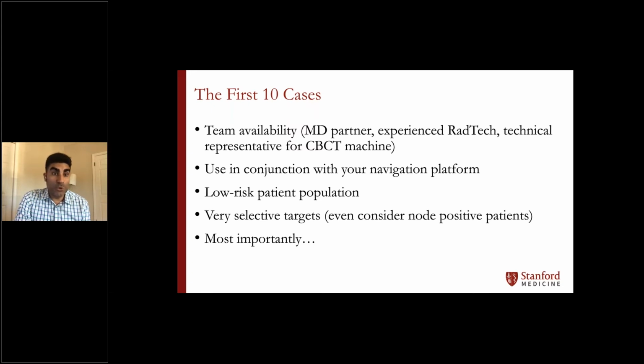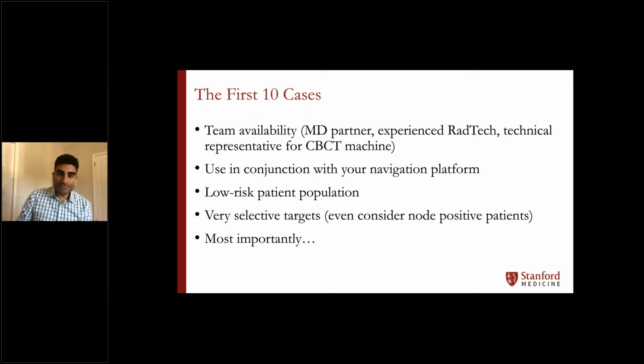I started with a low risk patient population because I wanted to make sure that I got through the cases safely without any trouble. Because we don't work in a cath lab, any negative outcome that happens there is going to get a lot of attention. So you want to make sure that you get through these 10 cases smoothly. I was very selective on the targets. I wanted to go after targets that I could successfully get that were easier, and I even did a few node positive cases just to make sure that I don't miss.